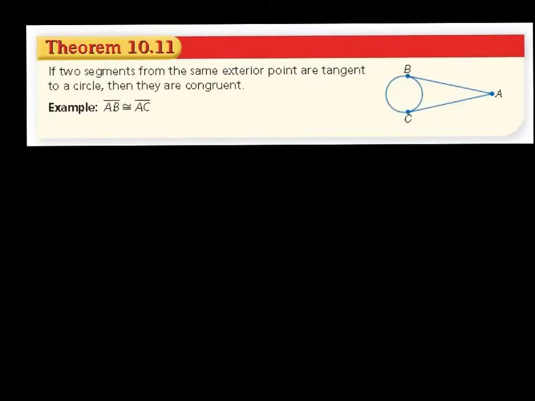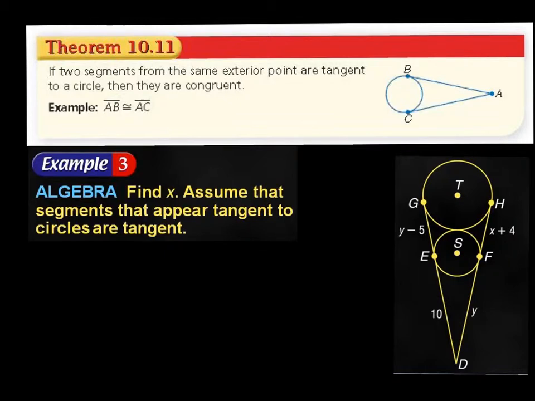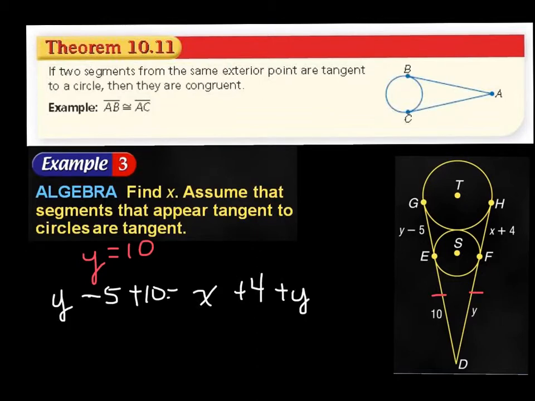If two segments from the same exterior point are tangent to a circle, then they are congruent to each other. Find x, assuming that segments that appear to be tangent to the circle are tangent. Well, first I can find y. y equals 10, because ED and EF are both tangent to circle S. So now that we know y is 10, we can substitute 10 in for y in our big tangents.